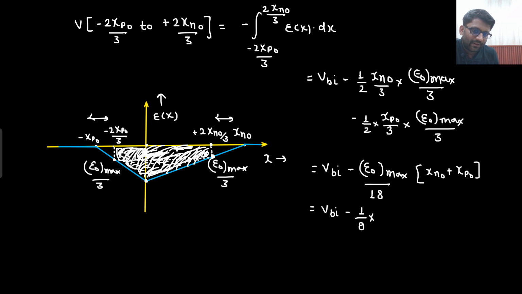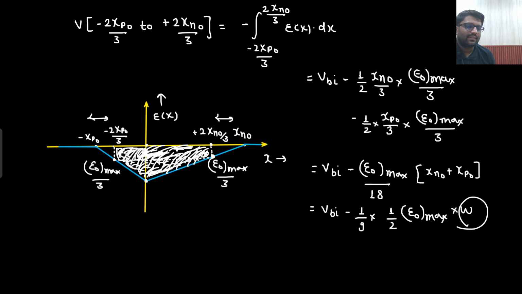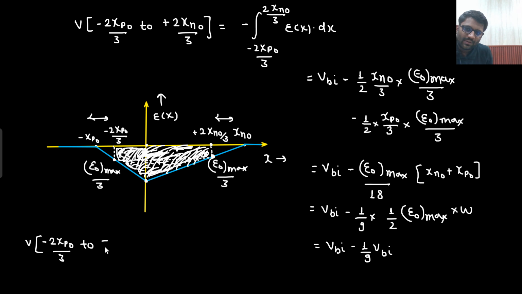1 by 9 into 1 by 2, E naught max into W. What is this? This is your built-in potential only. Half into base into height. So what are you getting? V built-in, 1 by 9 V built-in. So your potential difference between minus 2xp naught by 3 to plus 2xn naught by 3 is coming out to be 8 by 9 into V built-in.